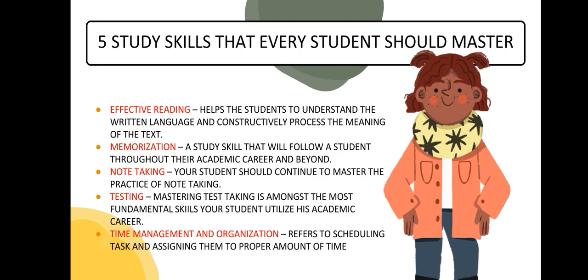First is effective reading. So effective reading helps the student to understand the written language and constructively process the meaning of the text. Next is memorization. Memorization is a study skill that will follow a student throughout their academic career and beyond. Next is note taking.